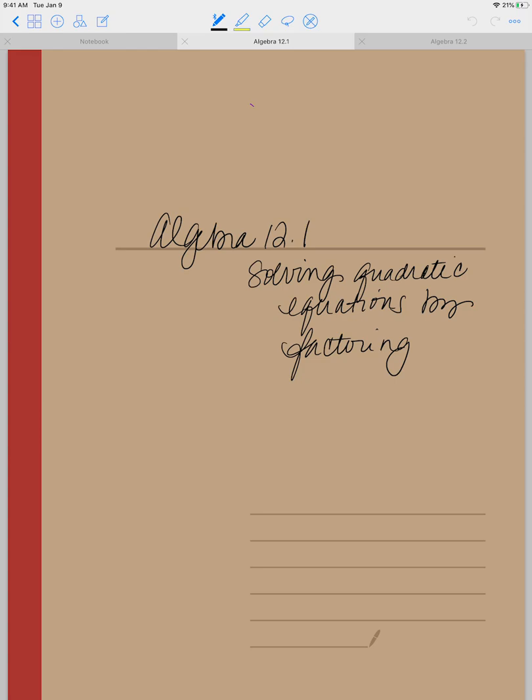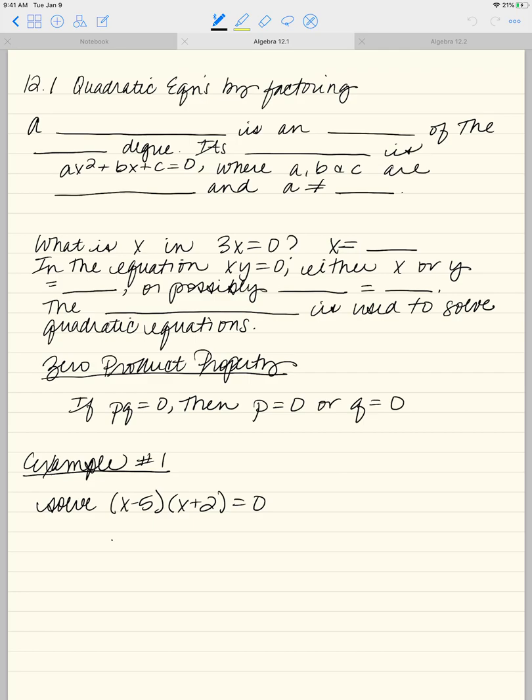All right, algebra. So we're starting chapter 12, which is all about quadratic functions now. And we are starting with solving quadratic equations by factoring. The first equations that you guys learned to solve were linear equations, okay? Linear equations, remember, in the form ax plus b is equal to 0, okay? The left side of this equation is a binomial with a degree of 1, and so we refer to linear equations as first degree equations. Second degree equations are quadratic equations, okay?